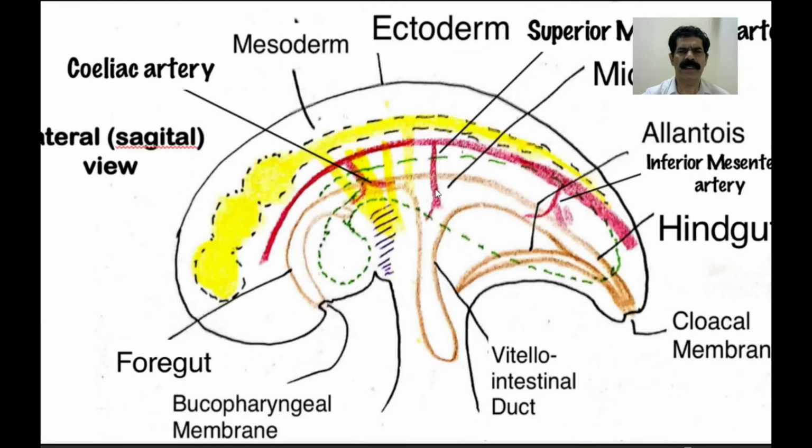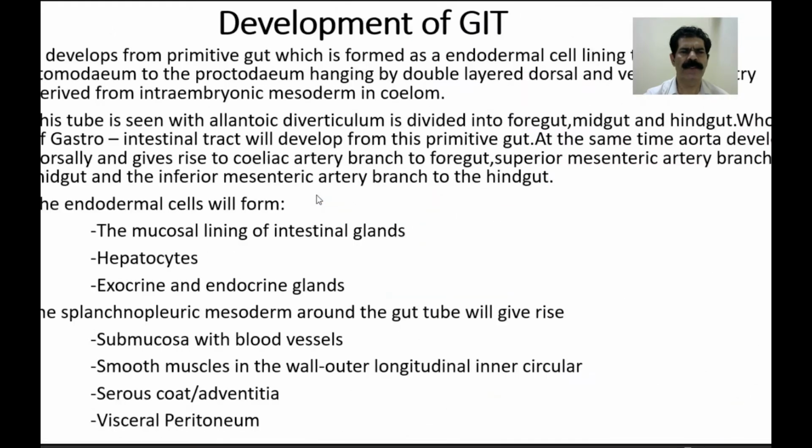So this is how this endodermal lining tube is in tubular form with the proctodeum and the stomatodeum here, and this is the foregut, this is the midgut, and this is the hindgut. At the same time, in the dorsal part, the aorta develops, and it gives three branches to the developing GIT: the celiac artery to the foregut, the superior mesenteric artery to the midgut, and the inferior mesenteric artery to the hindgut. So this is the tubular form of the embryo that we have already done.